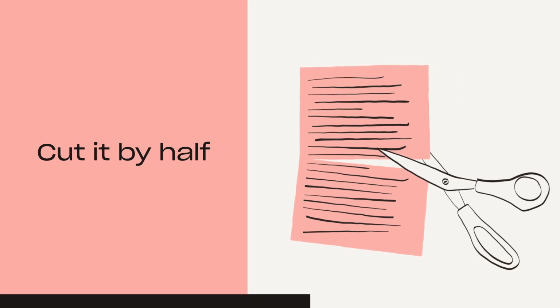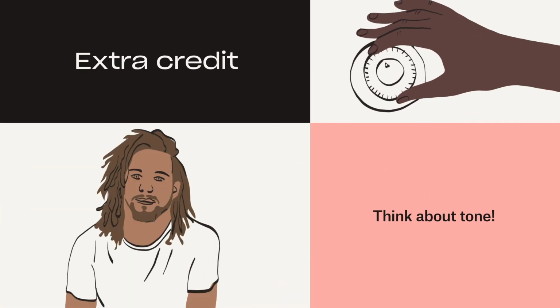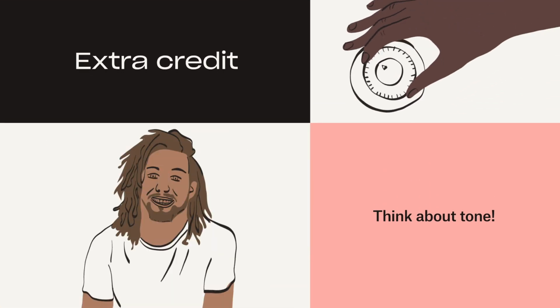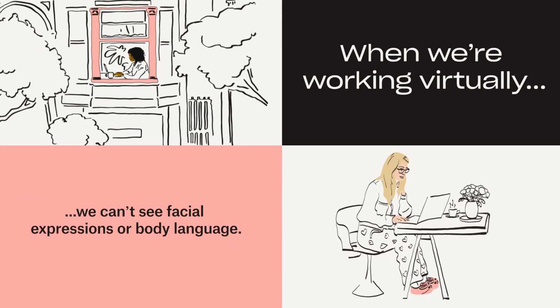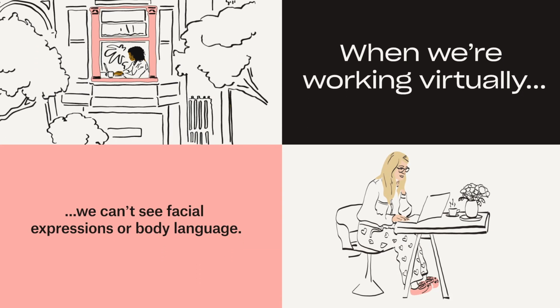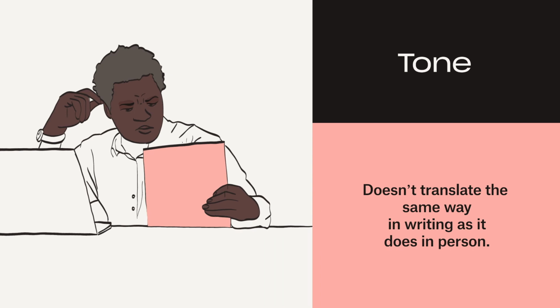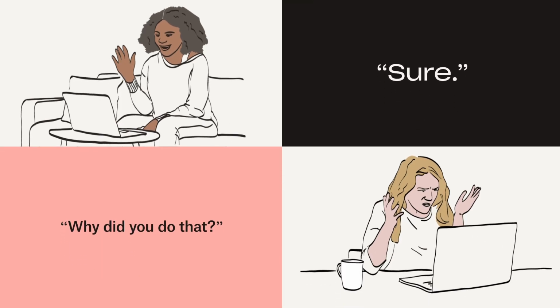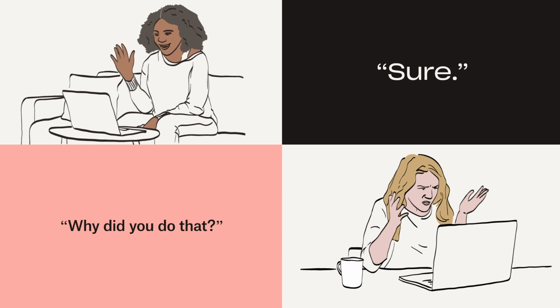And if you like extra credit, there's a final step, which is to just think about tone. When we're remote or working virtually, we can't see each other's facial expressions and body expressions in the same way. So tone doesn't translate in the same way over writing as it does in person. When you say something like "sure" with a period on the end, or "why did you do that?" in person, it may feel very different than it feels over writing.